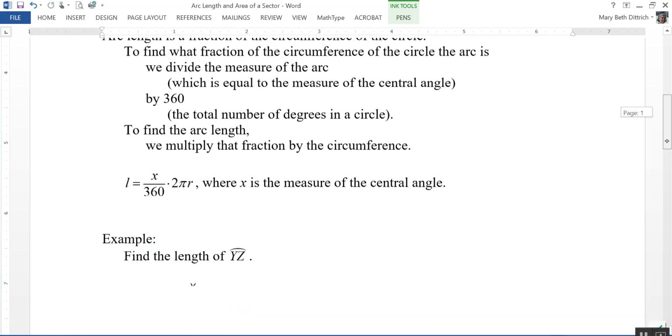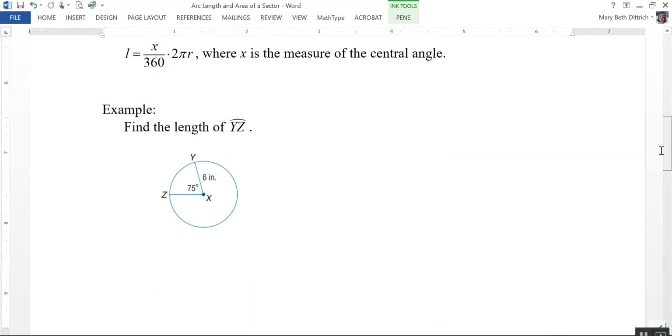Let's take a look at an example here. So here we need to find the length of arc YZ. So to find that length, we want to find the measure of the central angle that intercepts that arc, and that's 75 degrees. So we're going to do 75 over 360, because that arc YZ represents 75 360ths of the circumference of the circle. Then we want to multiply it by the circumference, which is 2 times pi times the radius.